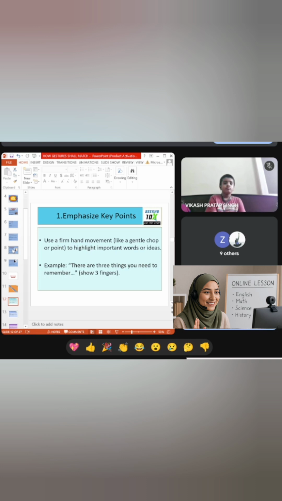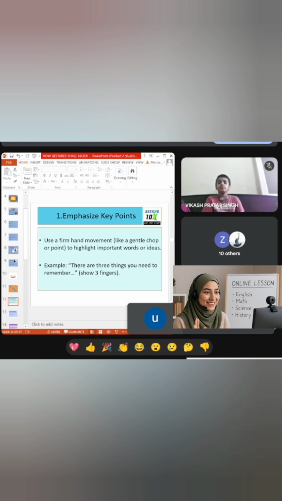So let me proceed further. Emphasize key points. Use a firm hand movement like a gentle chop or point to highlight important points. Usually how I do 1, 2 and 3. There are 3 things you need to remember, my dear students. 3 things you need to remember. So you can emphasize the key points.